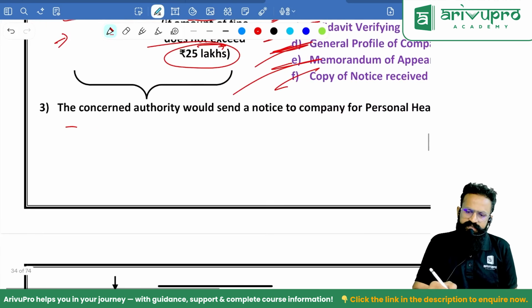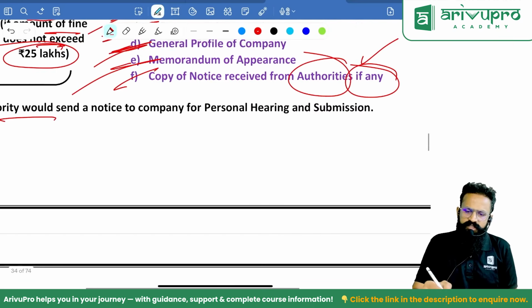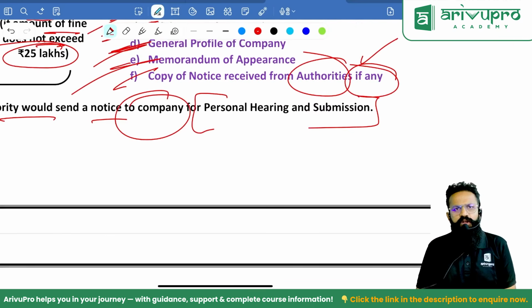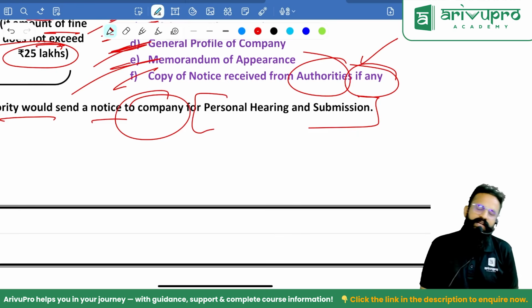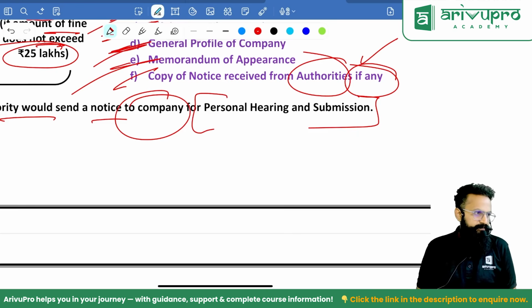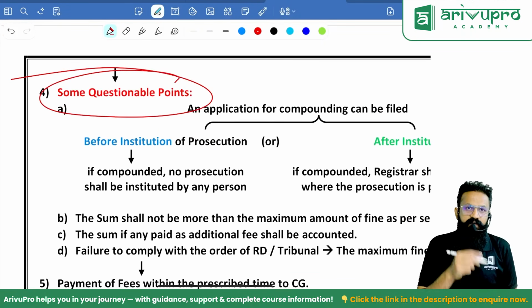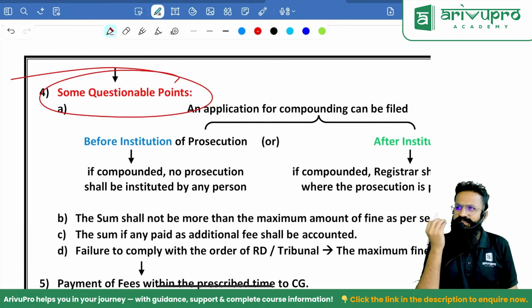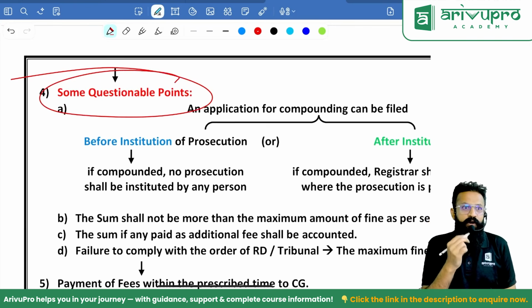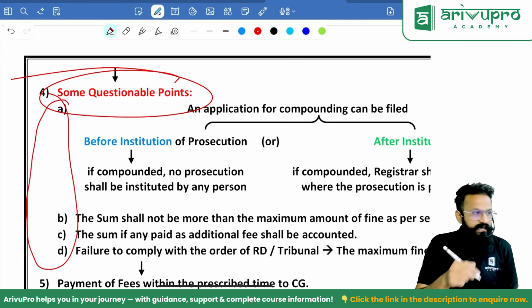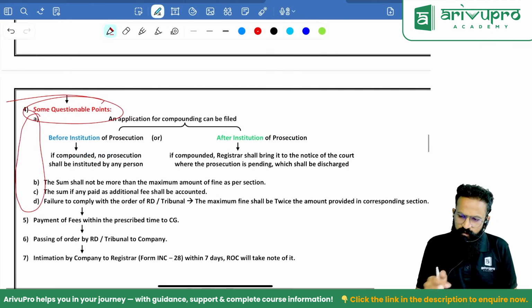The concerned authority would send a notice to the company for personal hearing and submission. If required, they'll tell you to come and appear in front of them, and accordingly they will decide the penalty. Is this part clear? Yes, sir. Now see some questionable points. There are some basic points on which a few people can have a question, so I have tried to mention them separately. It is a continuation of that only.